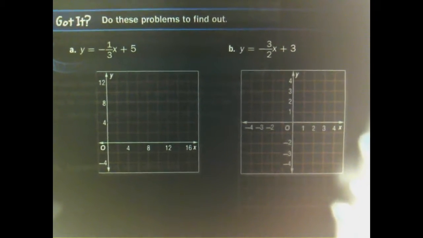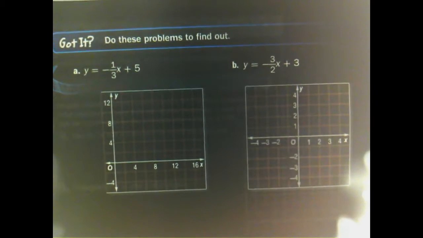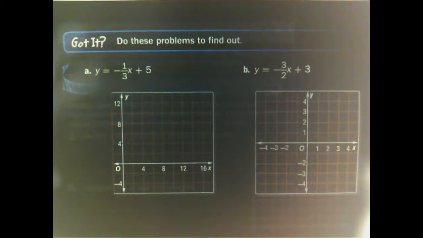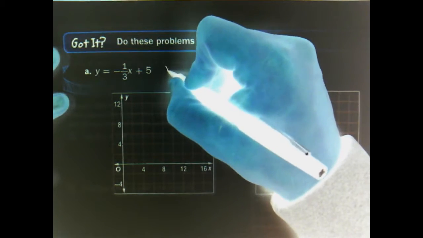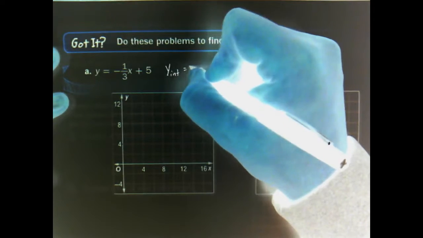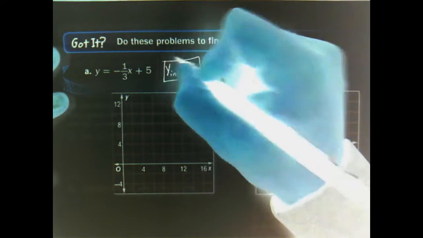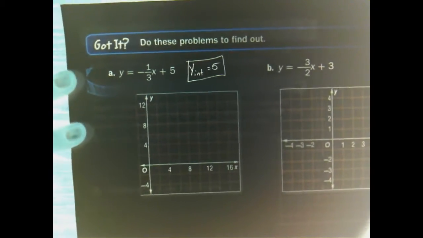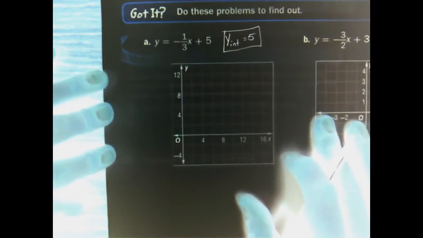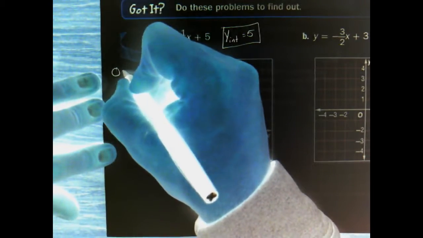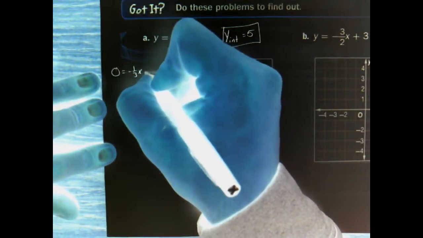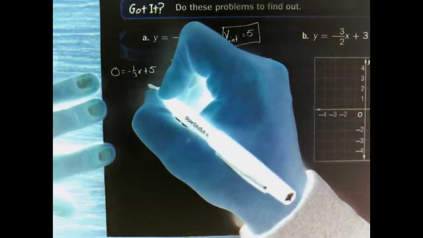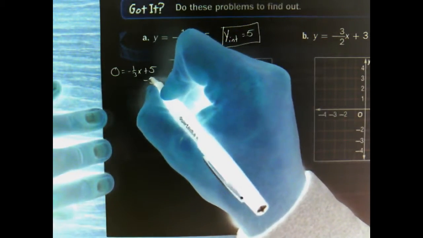Alright, you should be back from trying A and B on your own. If we look at A first, right away we know it's in y equals mx plus b form, or slope-intercept form. So I know my y-intercept right away is 5. In order to find my x-intercept, all I need to do is plug in 0 for y. So I'll do that over here: 0 equals negative 1/3 x plus 5. To get x by itself, subtract 5 from both sides.